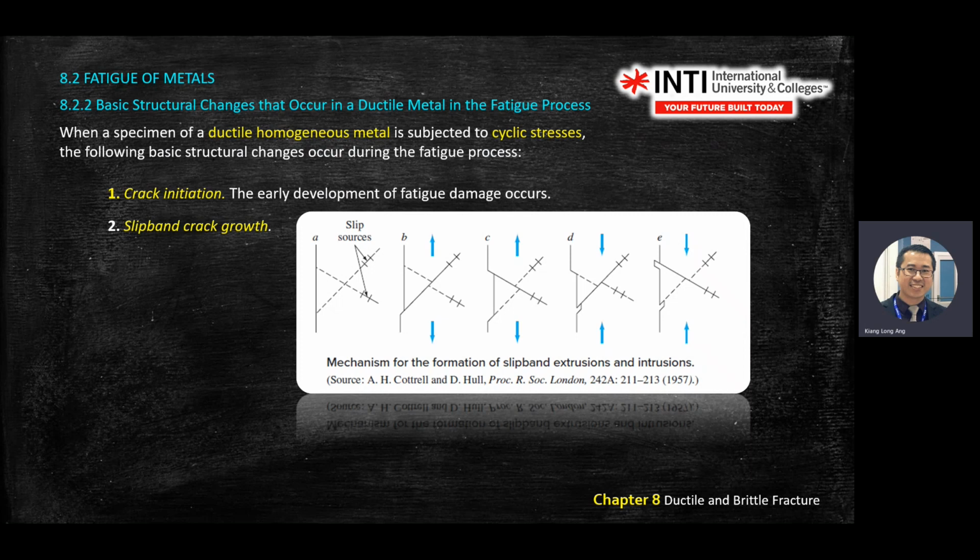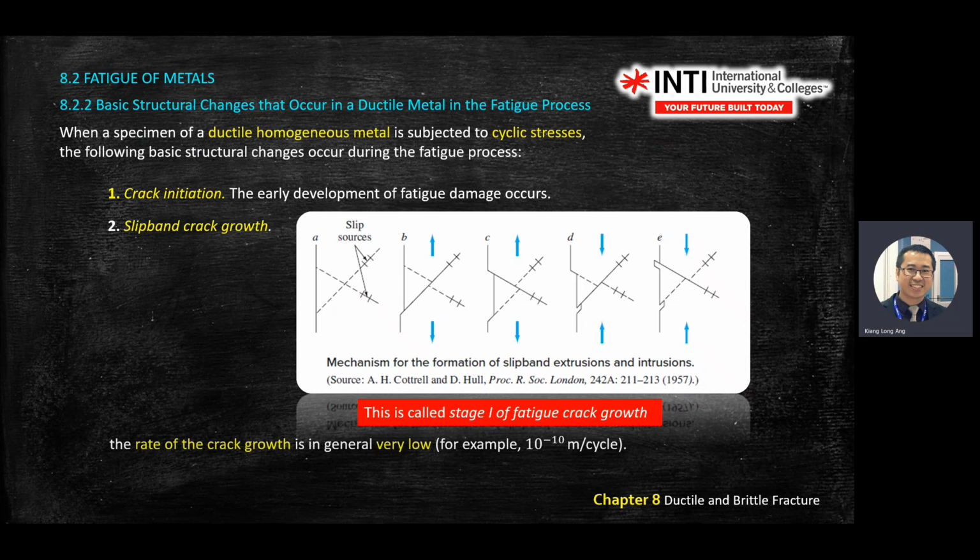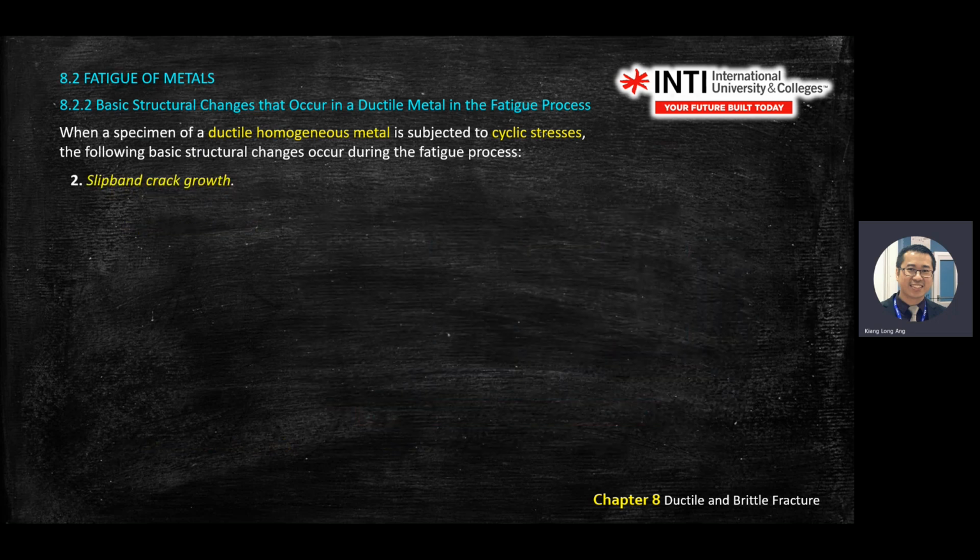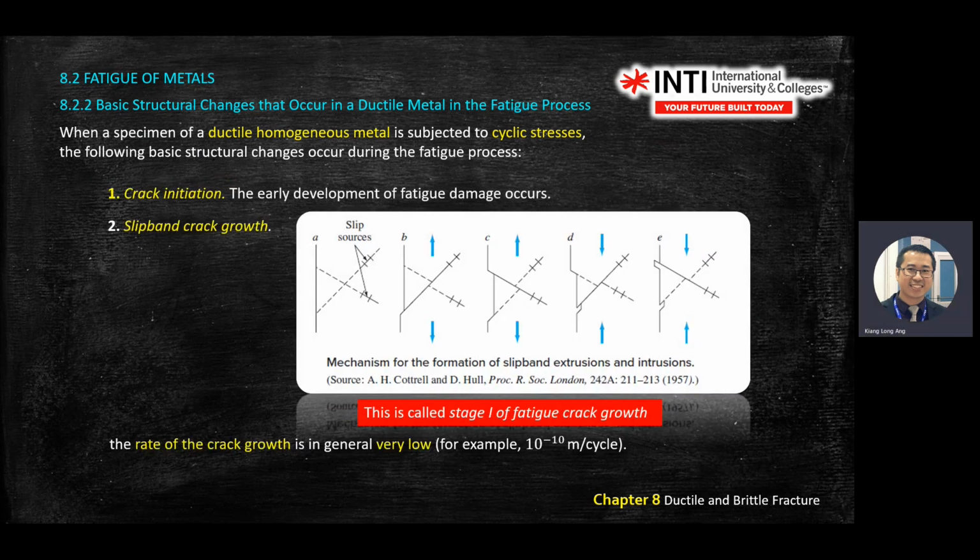Okay. Next, we look at how the fatigue process happens in ductile metal. So we have ductile and brittle material. Now we look at how ductile metals behave when subject to the fatigue process. Okay. First is the crack initiation. Then second, slip band cracks will grow.